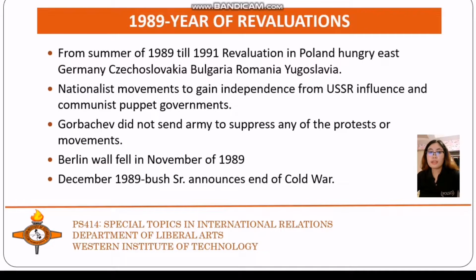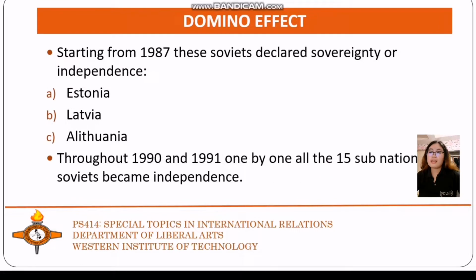So moving forward to 1989, year of revolutions. From summer of 1989 till 1991, there were revolutions in Poland, Hungary, East Germany, Czechoslovakia, Bulgaria, Romania, and Yugoslavia. Nationalists also protested to gain independence from USSR, influencing communist puppet governments. Despite all the mess, Gorbachev did not send the army to suppress any of the protests. Soon, the Berlin Wall fell in November of 1989, and in December 1989, Bush Sr. announced the end of the Cold War. So starting from 1987, the Soviets declared the sovereignty of Estonia, Latvia, and Lithuania. And throughout 1990 and 1991, one by one, all 15 subnational Soviet republics achieved independence.